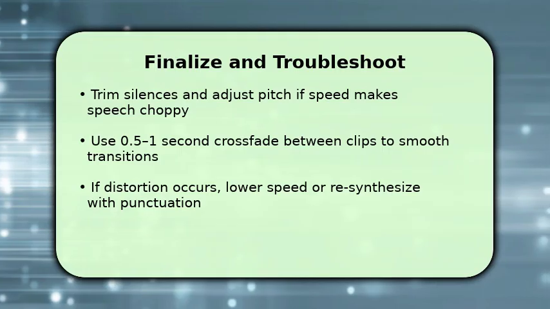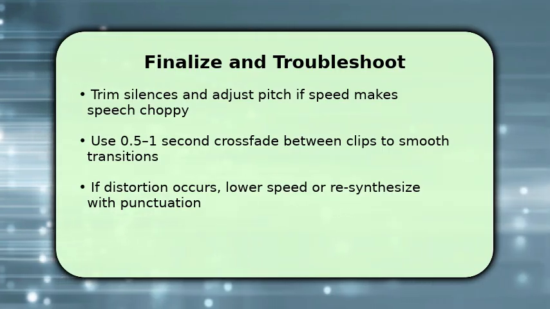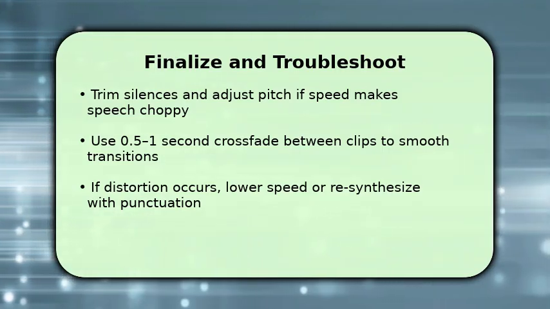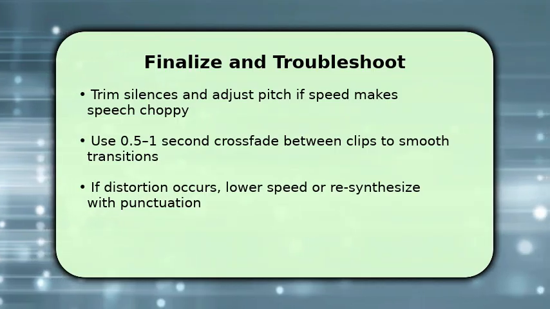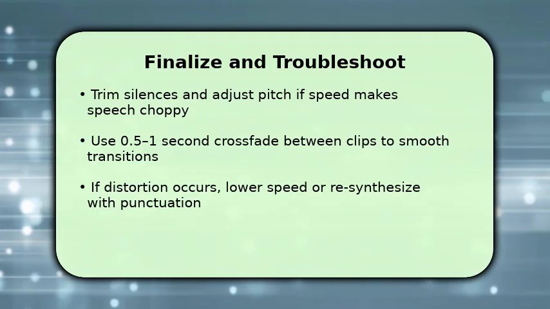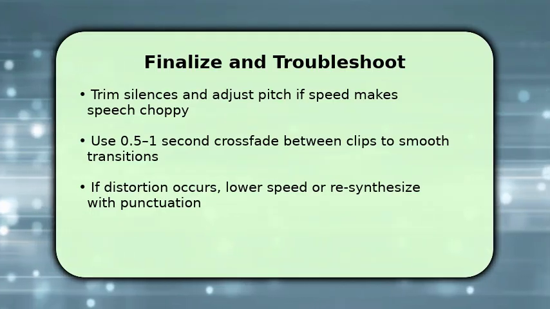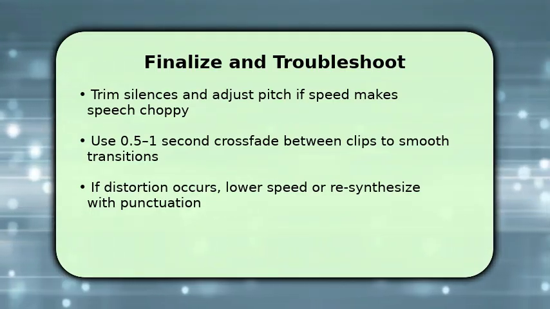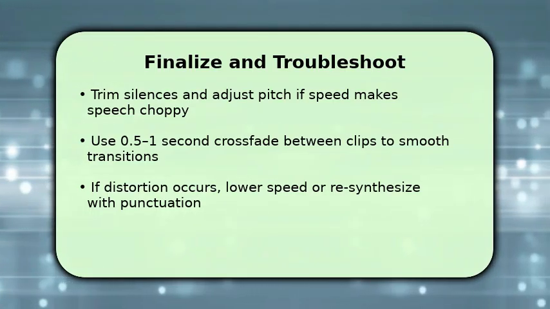If speech sounds distorted or robotic after speeding up, resynthesize with shorter sentences or add commas and periods to guide pacing, or reduce speed slightly until it's clear. If problems persist, export the clip and process speed in a dedicated audio app, then re-import for final polish.